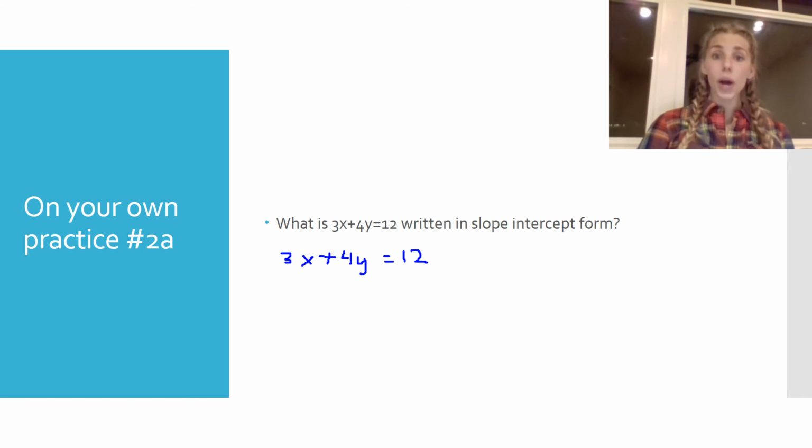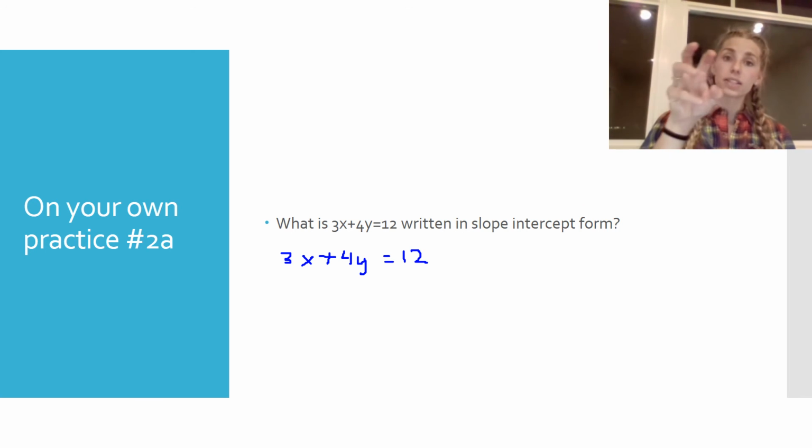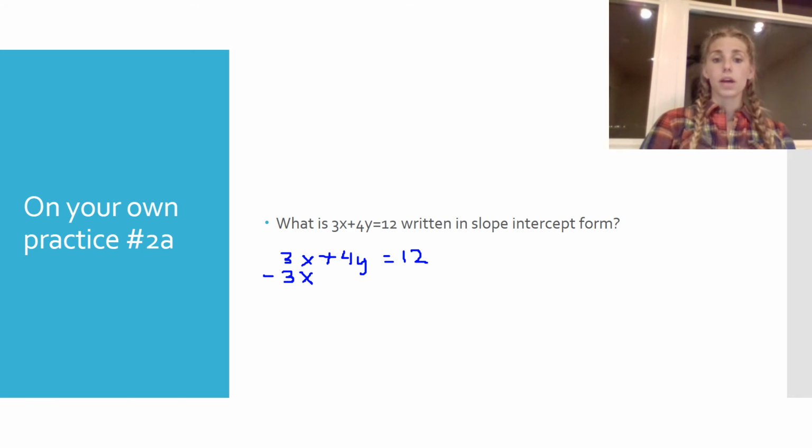Remember, our goal is to isolate the y variable. So we need to move all of our x's away. So we have 3 x's on the left-hand side, and we want to move those 3 x's to the right-hand side, or we're going to subtract them. That's how we're going to get rid of the 3 x's on this left-hand side. We're going to subtract them. And in order to keep our equation balanced, we need to subtract 3x from the right-hand side as well.